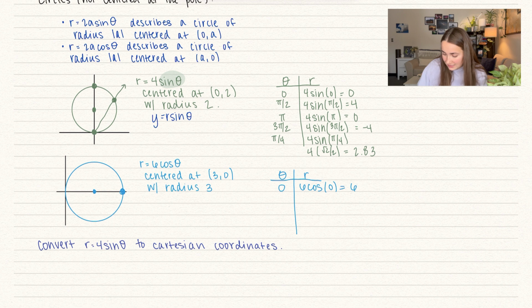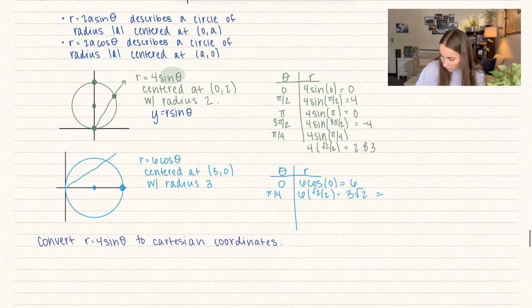Then let's go ahead and see maybe something like pi over 4, right? For pi over 4, we get 6 cosine of pi over 4, and cosine of pi over 4 is root 2 over 2. So that's going to be 3 root 2. And here we can calculate that out, 3 times the square root of 2. We get 4.24, right? And so that would be the distance we went out right here, 4.24.